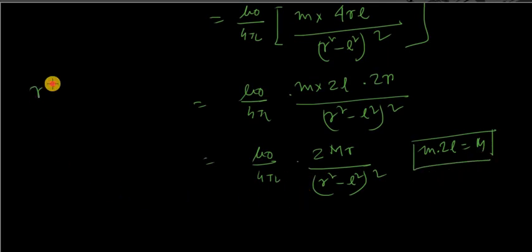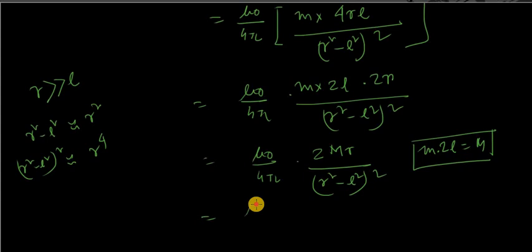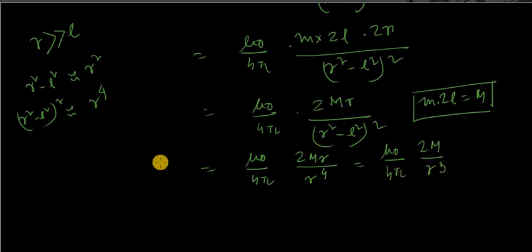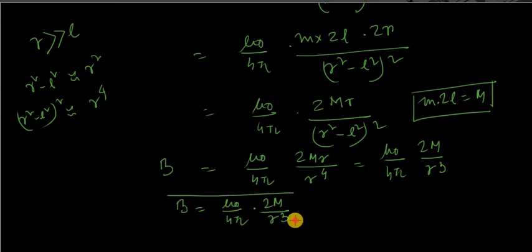Now if r is very much greater than l, that is, the distance is very large compared to the magnetic length, then r square minus l square is nearly equal to r square. So r square minus l square whole square is nearly equal to r to the 4. This expression then becomes mu 0 by 4 pi, 2Mr by r to the power 4, r cancels, so mu 0 by 4 pi into 2M by r cube. This is the magnetic field at an axial point due to a magnetic dipole at distance r from the center of the dipole, and M is the magnetic moment. Its unit is Tesla.